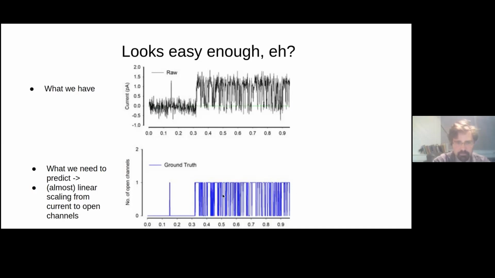And you see there's a pretty close one-to-one correspondence here. And what we found through some initial EDA, exploratory data analysis, is that it's pretty much a linear scaling. So it looks like on this little example data, 1.5 picoamps corresponds to one open channel. In that case, 3 picoamps would correspond to 2 open channels, et cetera. So it was basically linear with some deviations in there.